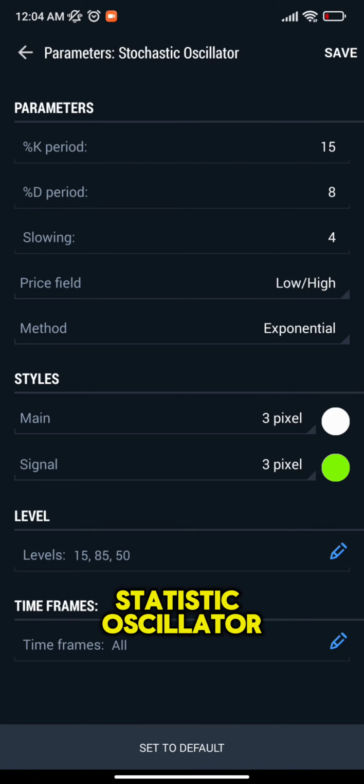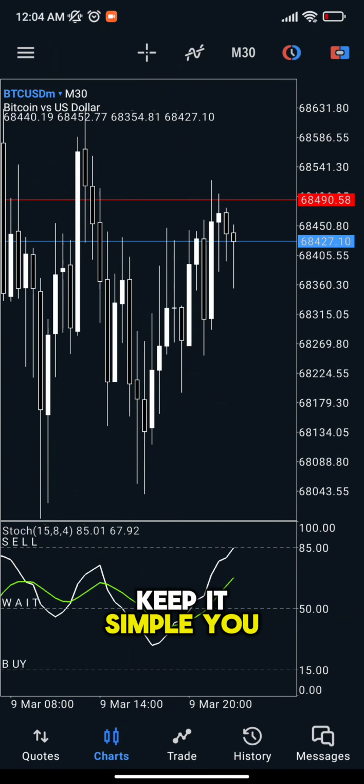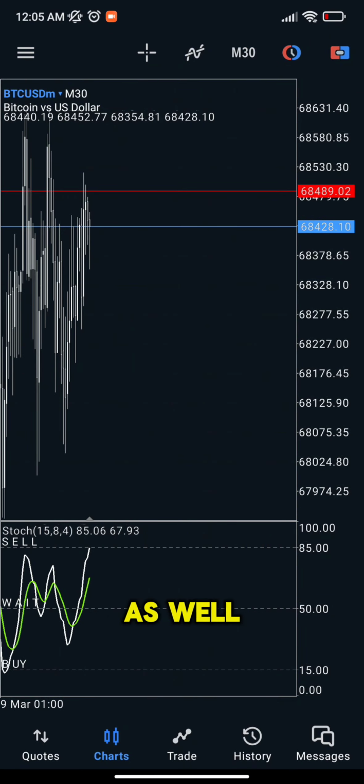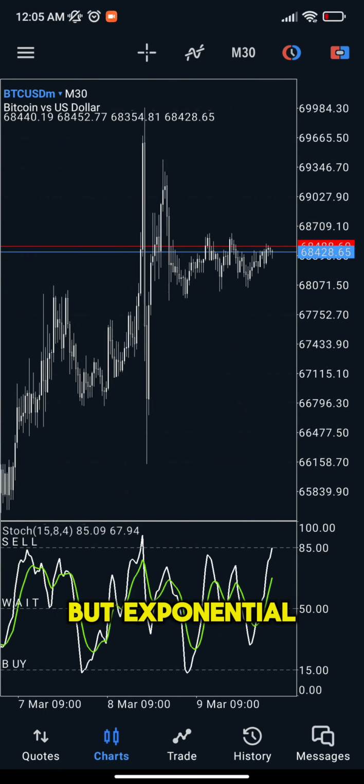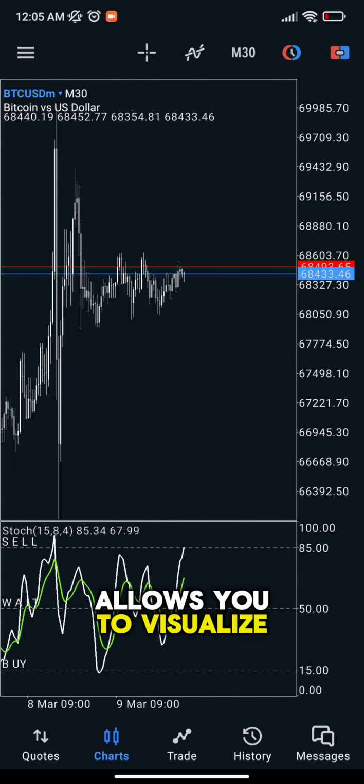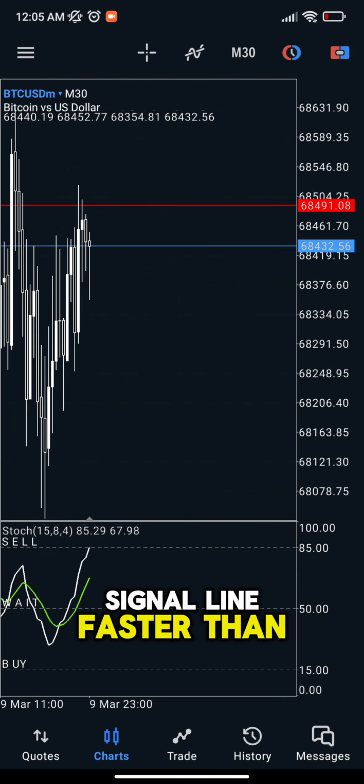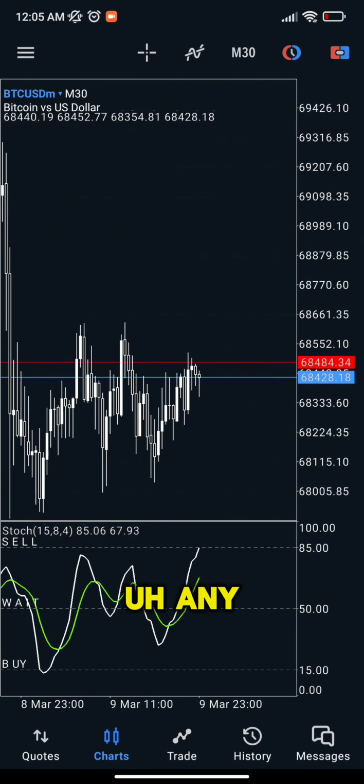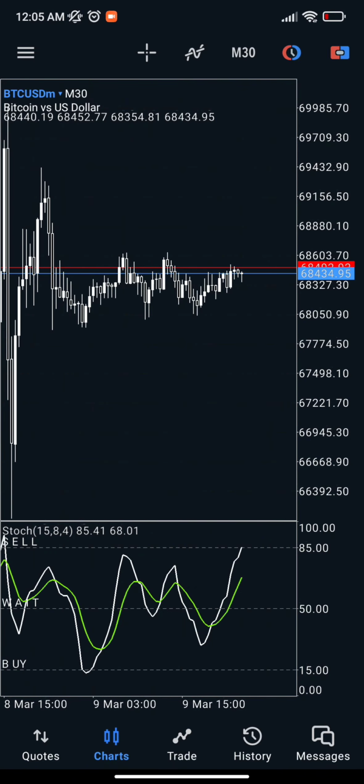And as we move on, just remember to click the method to simple and save your configurations of the stochastic oscillator. If you want to keep it at simple, you may. If you want to change it to exponential as well, you can also do that. But exponential allows you to visualize the movement of the signal line faster than any other option there.